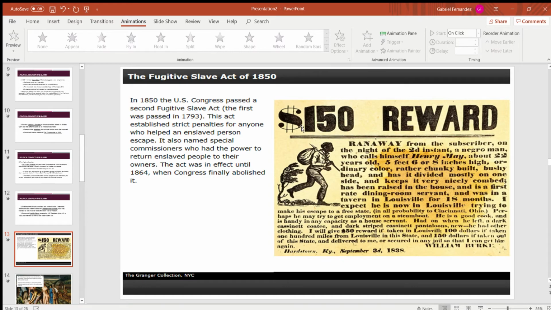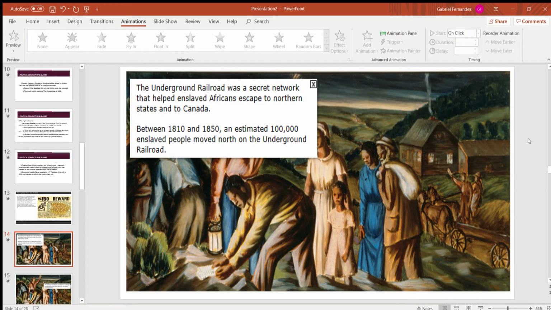You can see they placed a $150 reward. Of course, with the changing of the economy, $150 then was a lot more valuable than it is now. $150 reward for each enslaved person that was returned to his or her slave owner. Now, a little bit about the Underground Railroad. The Underground Railroad was a secret network that helped enslaved Africans escape to northern states and to Canada. Between 1810 and 1850, an estimated 100,000 enslaved people moved north on the Underground Railroad.